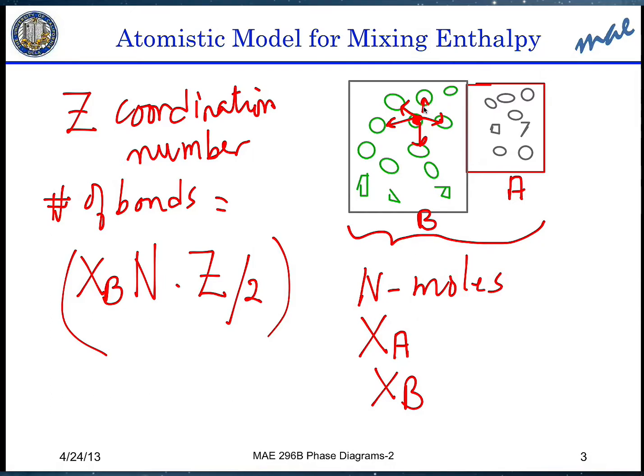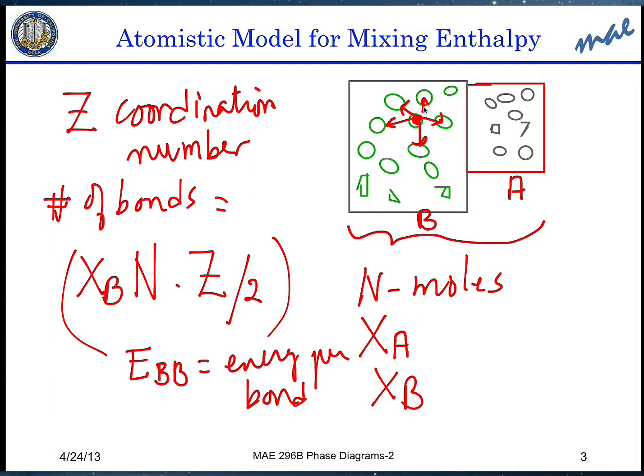And if I want to compute the energy or the enthalpy of the system on the left side, let's say that the energy per bond is E_BB. So I'm going to write this. This is the energy per bond. Then the total enthalpy for the left-hand side is X sub B N Z over 2 times E sub BB. So that's the total energy for the left-hand side.